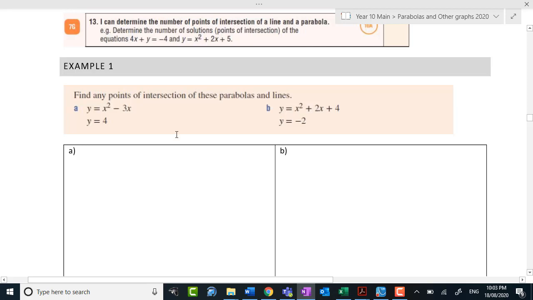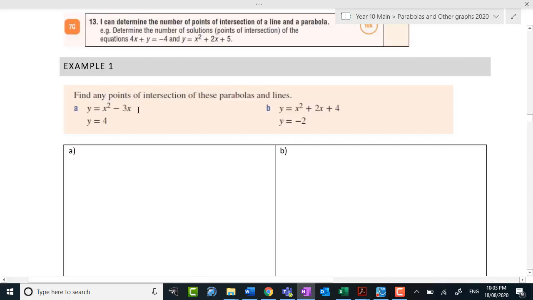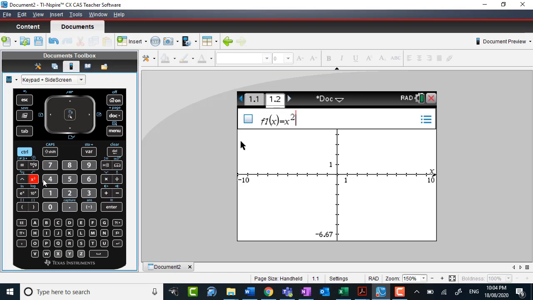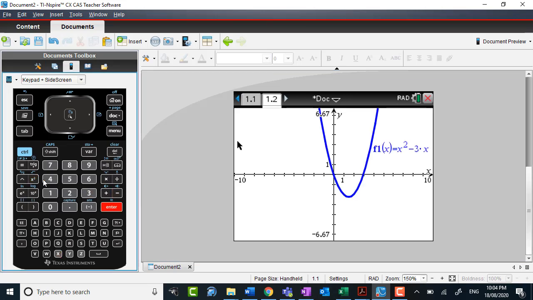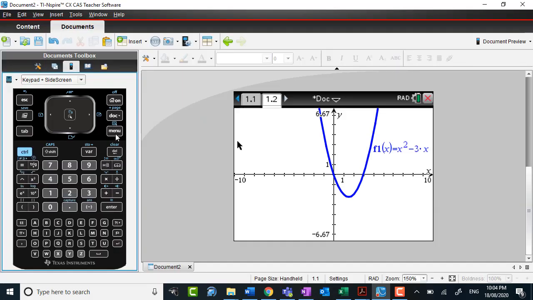Now, before we do that, let me show you in your CAS. If I was to sketch the equation x squared minus 3x, let's go ahead, x squared minus 3x, if I sketch that, and then I want to sketch the graph of y is equal to 4. So I can press the tab button. And just remember, in your test, you're going to be able to use your CAS calculator for this unit.